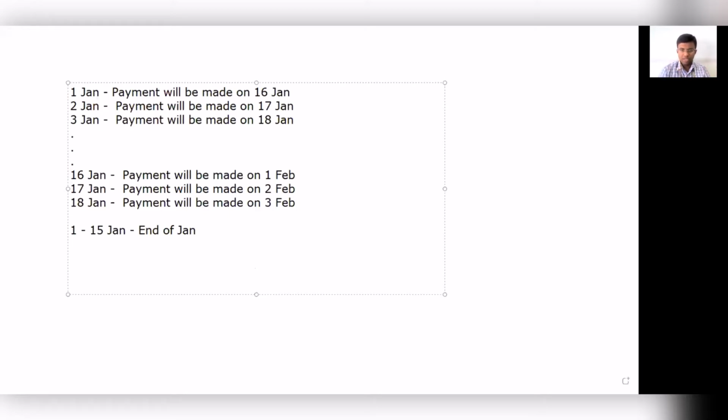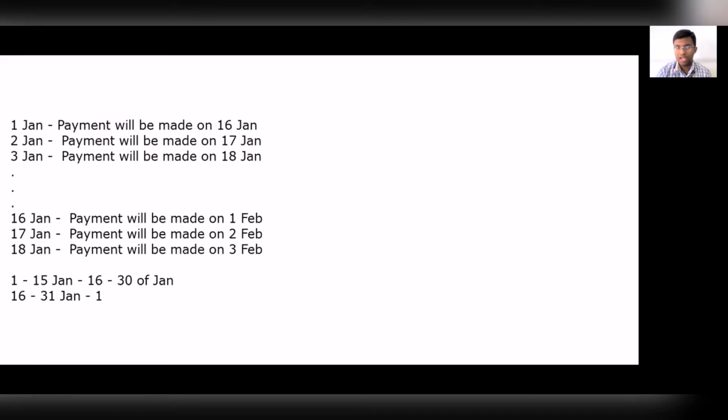The payment for this would be made between 16th to 31st. 16th to 31st Jan, this you would be making in first week of February. So this is more or less how the delay happens.